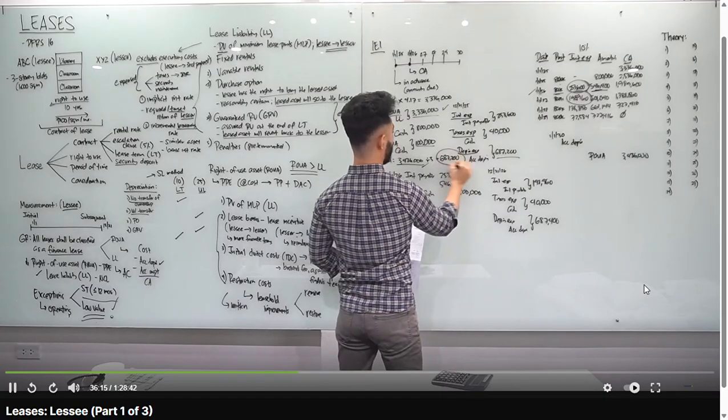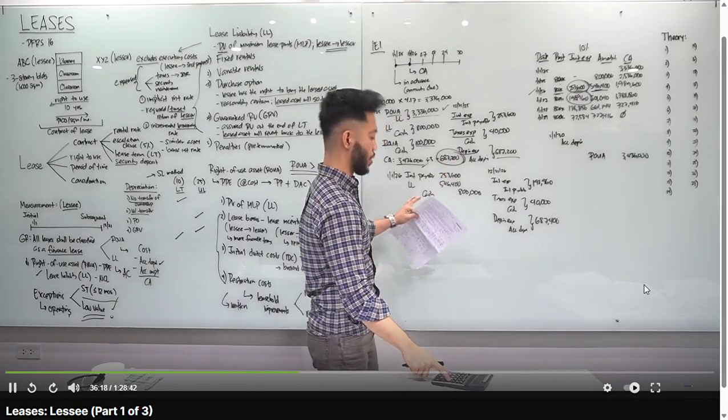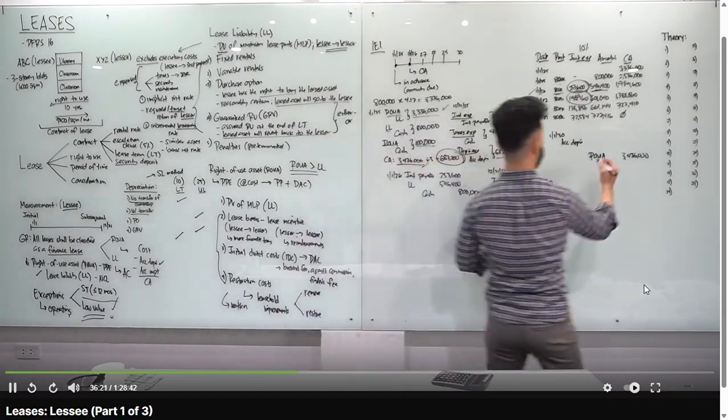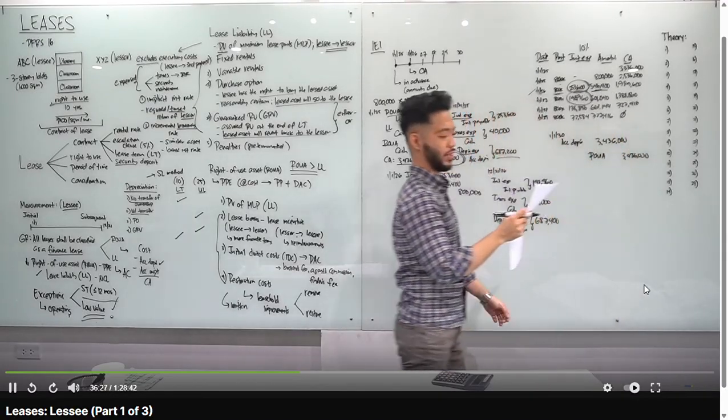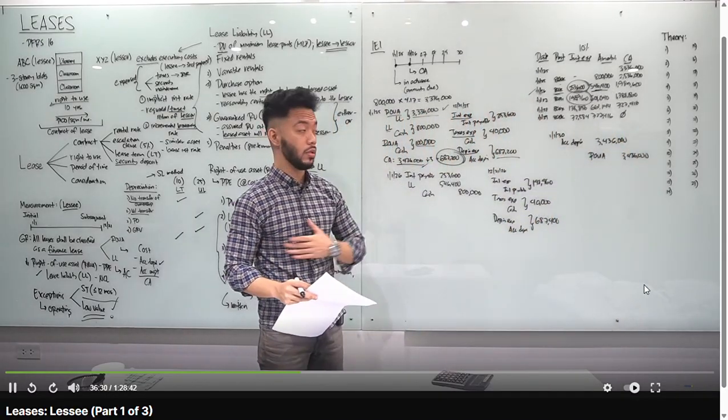Kung meron tayong depreciation na 687,200 per year times 5, well, fully depreciated siya. So 3,436,000. Ganoon lang pala. So debit accumulated depreciation, credit ROA, 3,436,000. Yun lang. Entry natin kapag binalik na natin yung asset to the lessor.